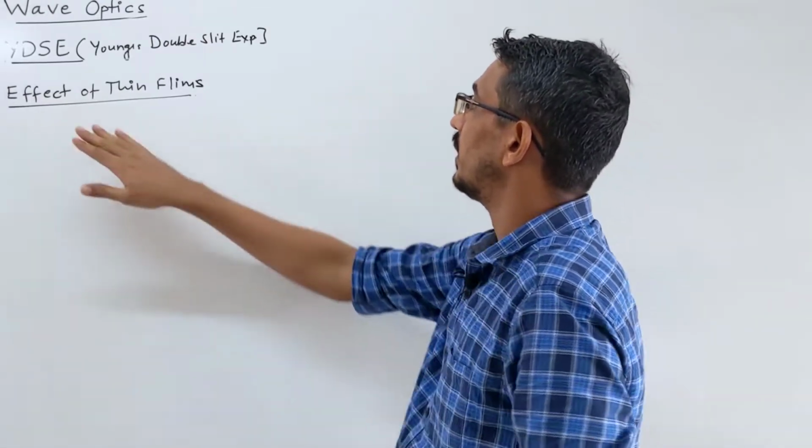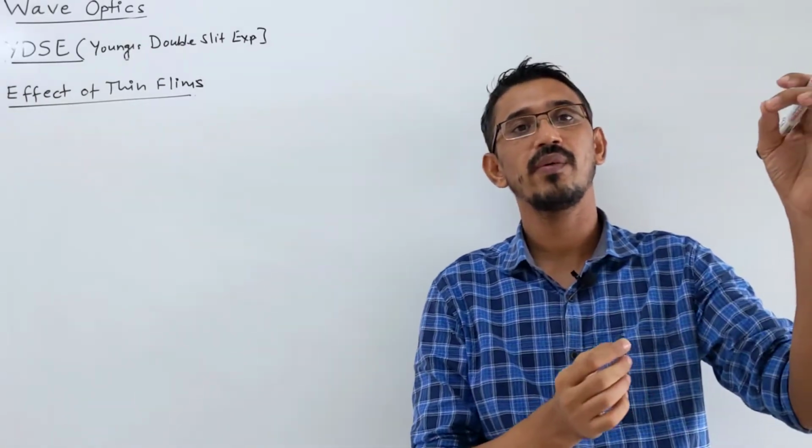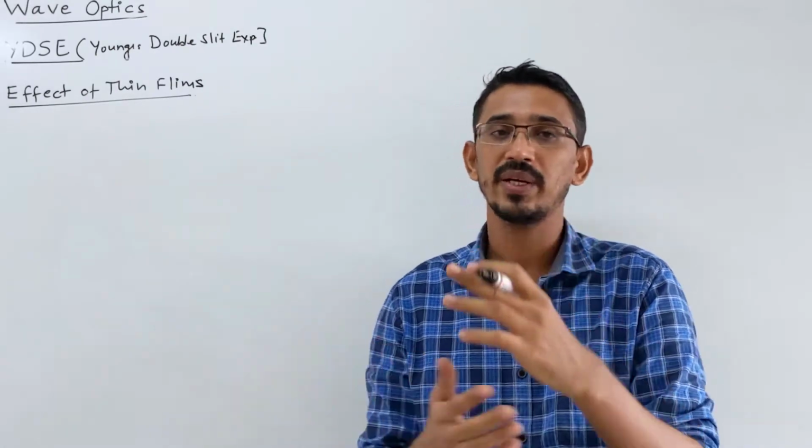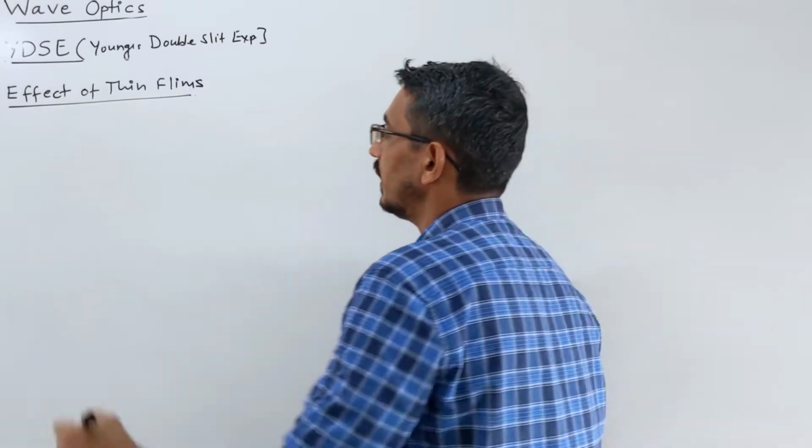So this is a small topic based on interference only, YDSE only. Look here, the heading says effect of thin films. We are doing YDSE, 2 sources, with light coming from there interfering and making a pattern of bright and dark fringes. So what happens now in the same setup?